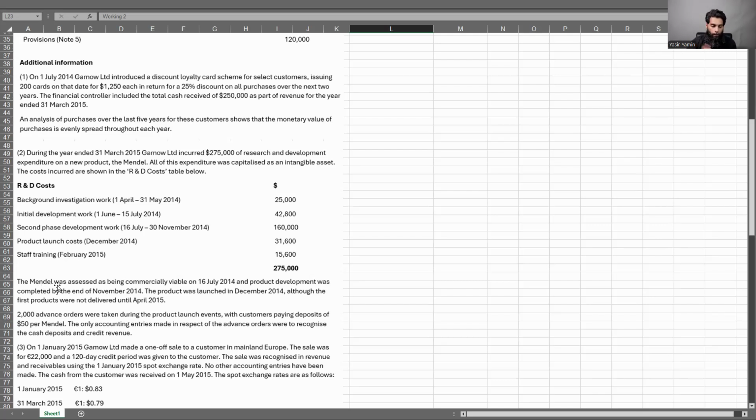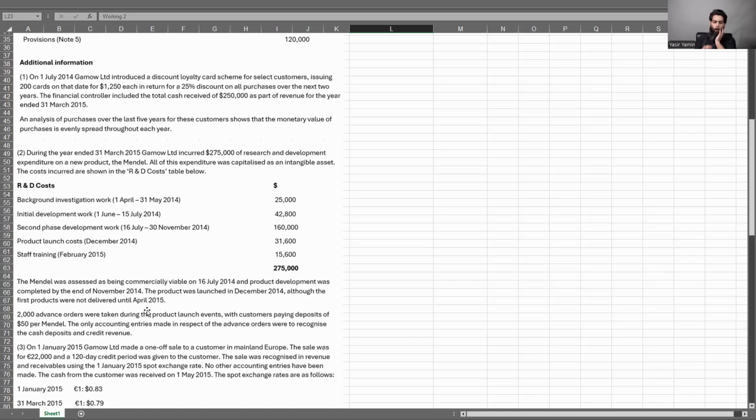The product was assessed as being commercially viable on 16th July. The company concluded that the product was commercially viable on this date. And product development was completed by the end of November 2014. During this period, the product was launched in December, although the first products were not delivered until April 2015, and our year end is 31st March. So the product was not sold within the year. So no amortization has to happen.